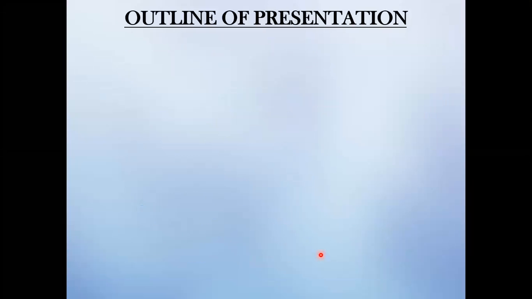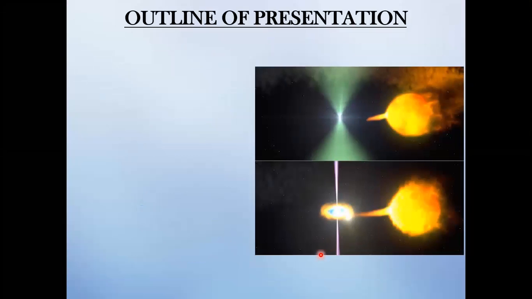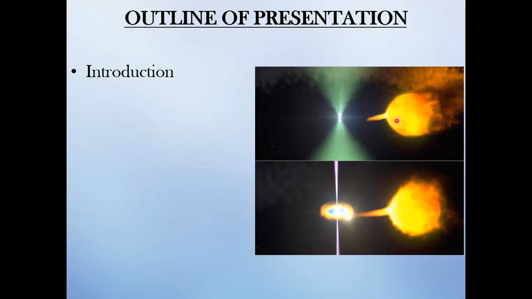So, the outline of my presentation. I'll introduce you to what X-ray flares are. What you see here is a binary star system where the companion star is shedding its material onto the neutron star or pulsar, which results in the formation of an accretion disk where thermonuclear outbursts take place. This results in the formation of X-ray flares.